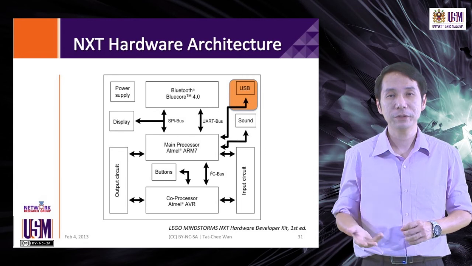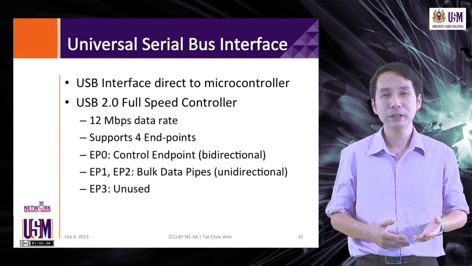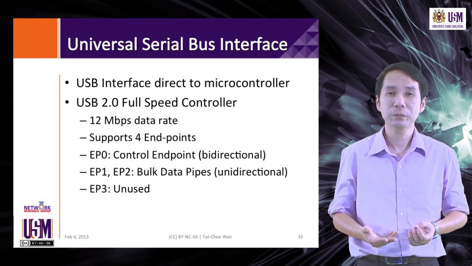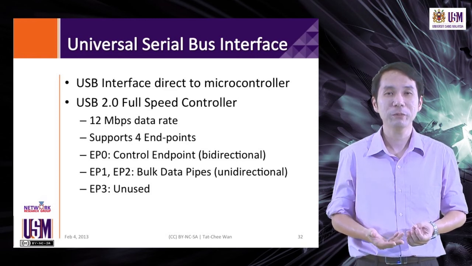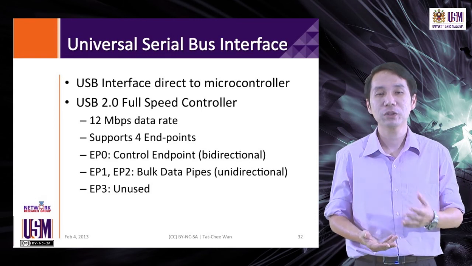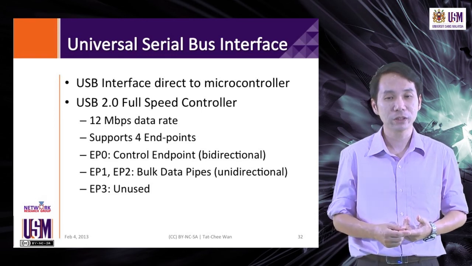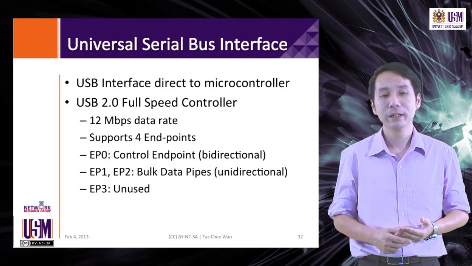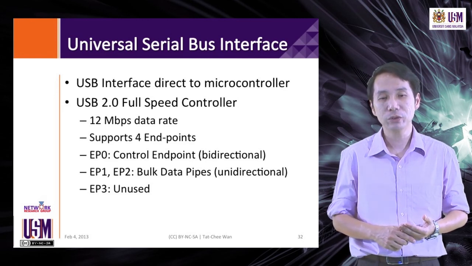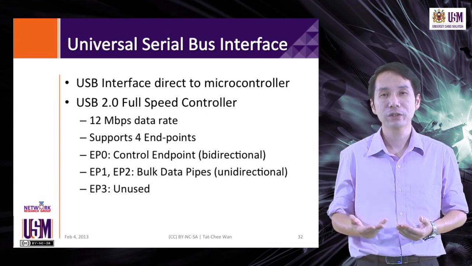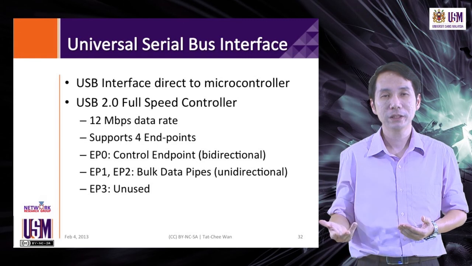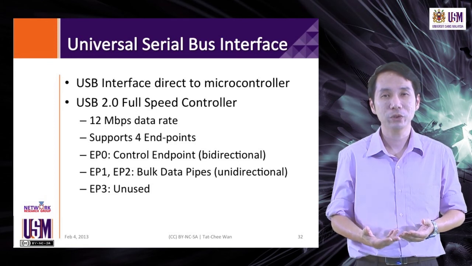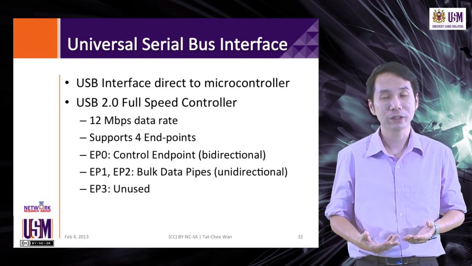Next, we look at the USB interface on the NXT brick. The USB interface signal is connected directly to the microcontroller. It provides a 2.0 version full-speed controller interface, which provides a 12 megabits per second data rate. In addition, it supports 4 endpoints, where EP0 or endpoint 0 is the control endpoint, which allows for bidirectional control command communication. Secondly, we have the EP1 and EP2 bulk data pipes, which are unidirectional pipes used for transmitting data from the PC to the NXT, as well as from the NXT to the PC. So each of these channels uses up one of the endpoints. Finally, the EP3 endpoint is unused.